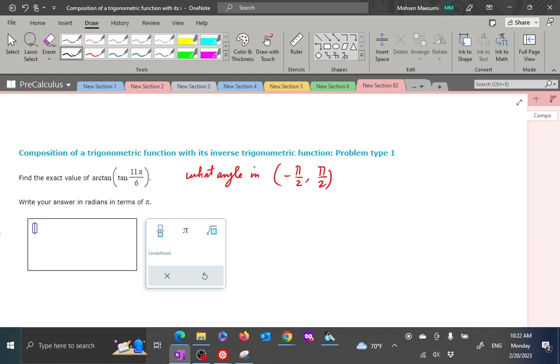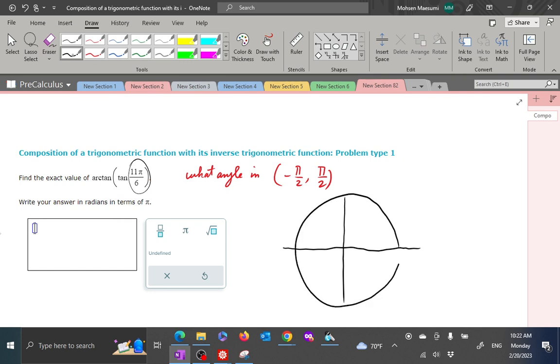So here we ask what angle in this range has the same effect as far as tangent is concerned as this 11 pi over 6. So where is 11 pi over 6? We need to be comfortable with the unit circle. 11 pi over 6 is a big angle. It goes all the way around, comes back, and stops short of 2 pi. If I had gone one more pi over 6, I'd be back here. So this is, in fact, pi over 6.